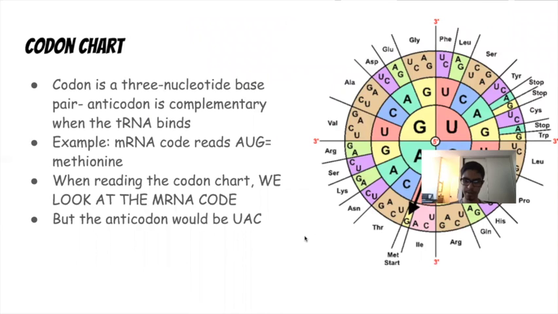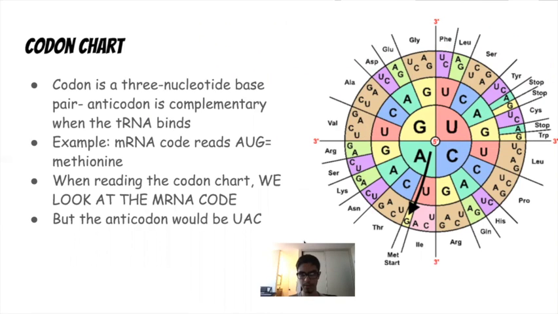And lastly, I wanted to end off with the codon chart. So again, a codon is a 3 nucleotide base pair, and the anticodon would be the complementary of that, right? And the tRNA holds that. But if we want to analyze the codon chart, we have to consider, and this is very important, the mRNA code, not the tRNA. For example, the mRNA code reads AUG.